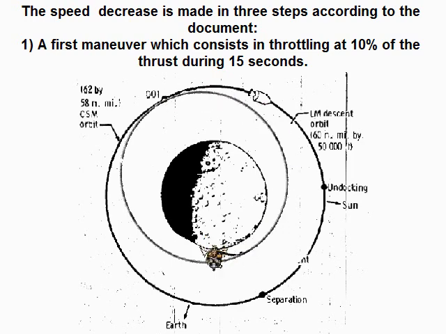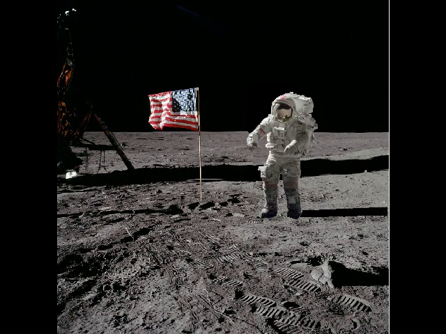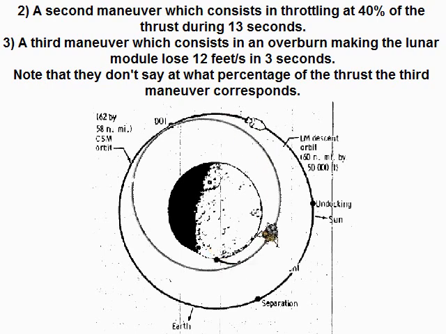1. A first maneuver which consists in throttling at 10% of the thrust during 15 seconds. 2. A second maneuver which consists in throttling at 40% of the thrust during 13 seconds. 3. A third maneuver which consists in an overburn, making the lunar module lose 12 feet per second in 3 seconds. Note that they don't say at what percentage of the thrust the third maneuver corresponds.